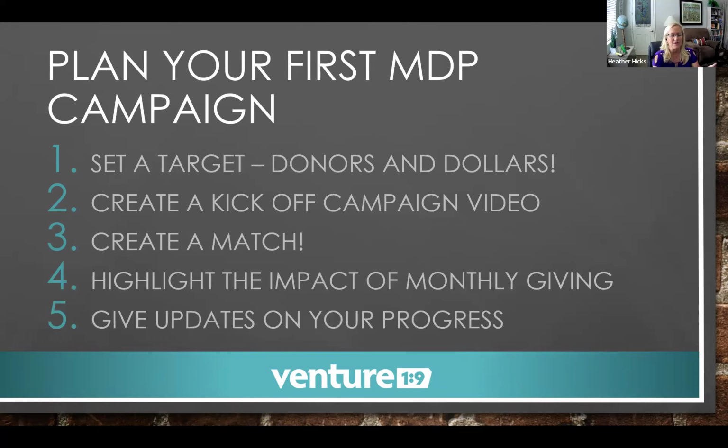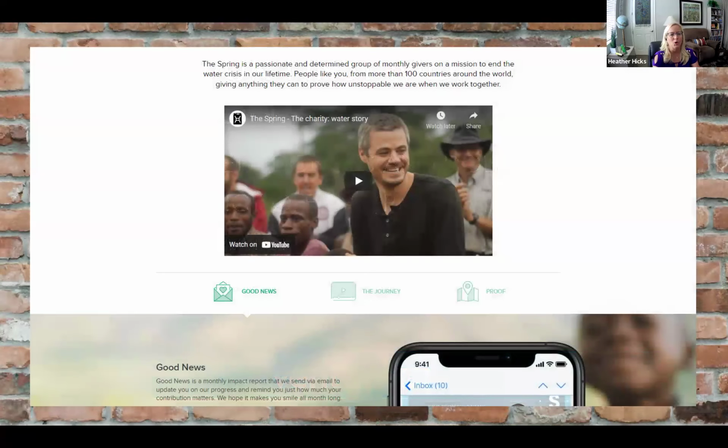And then highlight the impact of monthly giving in your campaign and give updates on the progress. Tell people, how are we doing? Have we got 10? We only have 2 more to go. Celebrate that so that people know what your goals are, what your deadlines are.